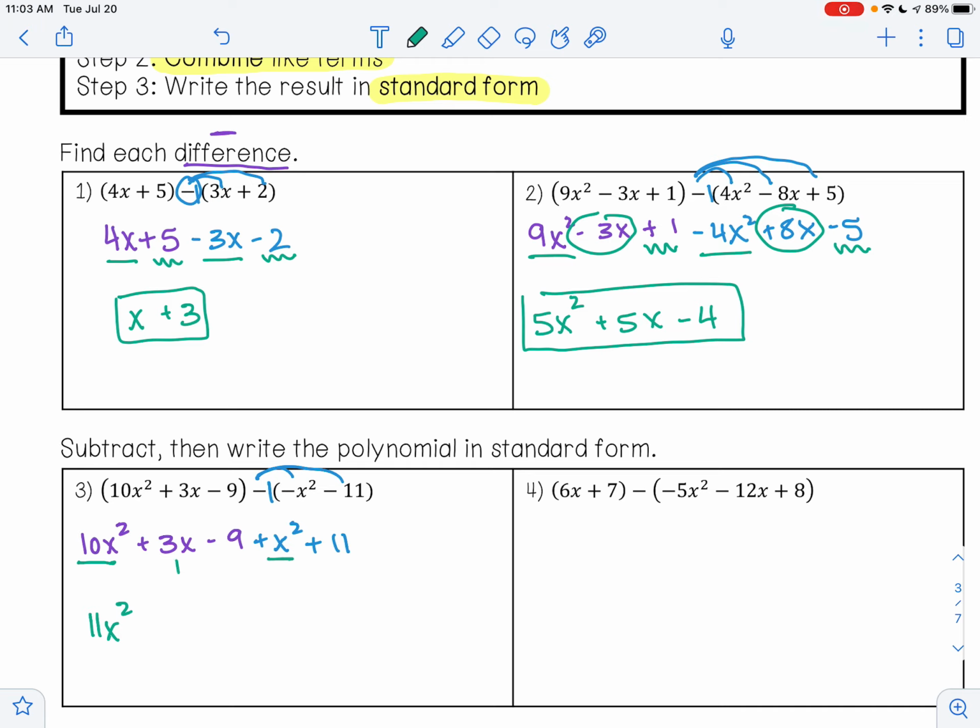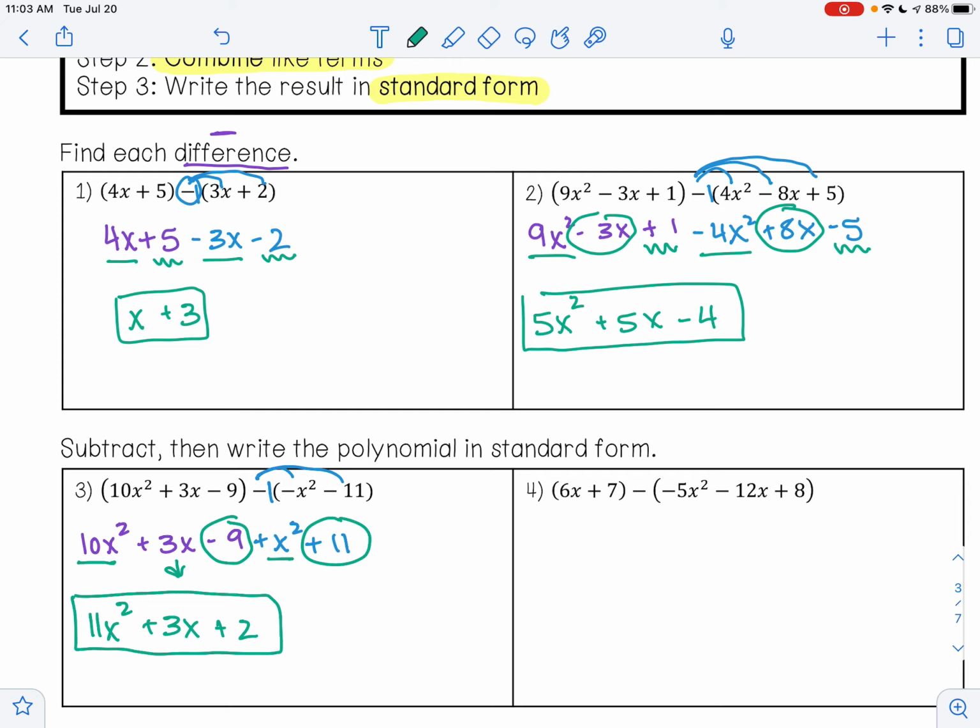3x doesn't have a like term, so I'm just going to go ahead and bring that one down. And then -9 has a like term with 11. -9 plus 11 is 2. So my answer in standard form is 11x squared plus 3x plus 2.